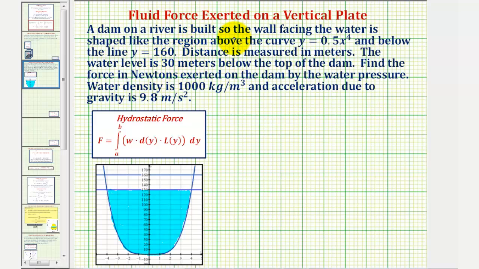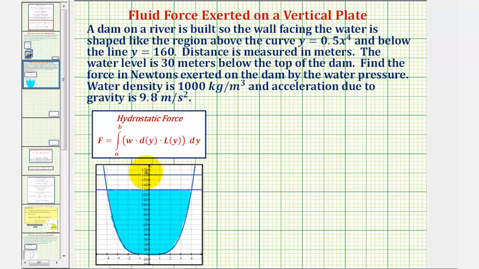A dam on a river is built so the wall facing the water is shaped like the region above the curve y equals 0.5x to the fourth, graphed here, and below the line y equals 160, graphed here. Distance is measured in meters. The water level is 30 meters below the top of the dam.